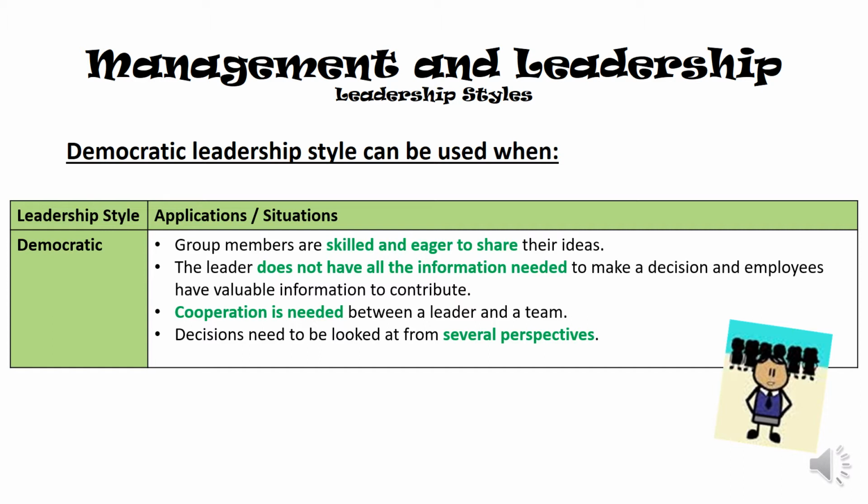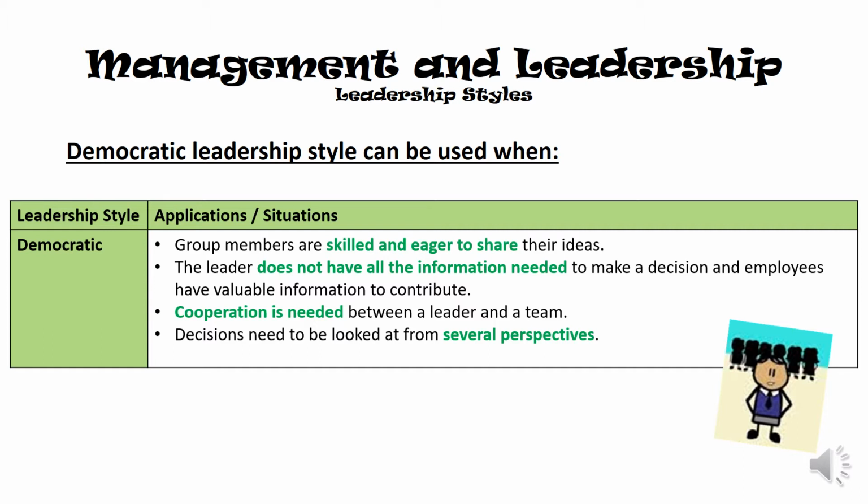Secondly, if the leader does not have all the information needed to make a decision and the employees do have valuable information to contribute. If the leader is not necessarily the most knowledgeable in the group and he knows that the employees are knowledgeable and have information that the leader might not have, it is a good idea to allow employees to share that information, because it will make the group more successful. It will help them to reach their goal.